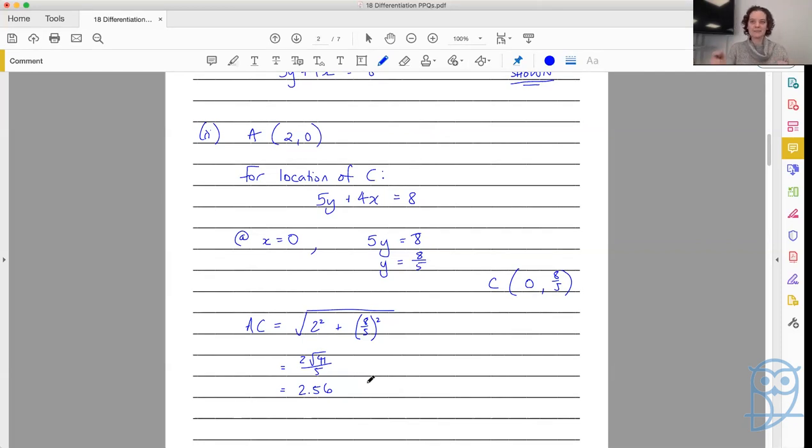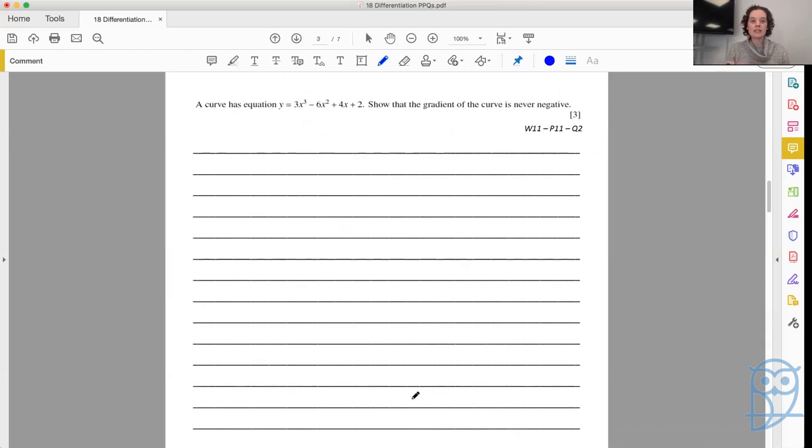Our next question is something that we flew past a little bit in the last lesson, looking at increasing and decreasing functions. So here we're told that a curve has an equation, and it's a cubic. Show that the gradient of the curve is never negative. So in this case, we would have to show the gradient is always positive. So we need that gradient. So we have y equals 3x cubed minus 6x squared plus 4x plus 2. Okay, calculus format already.